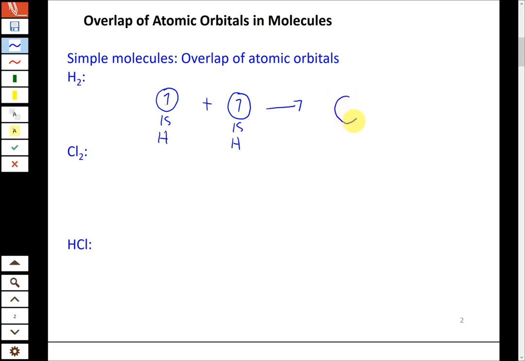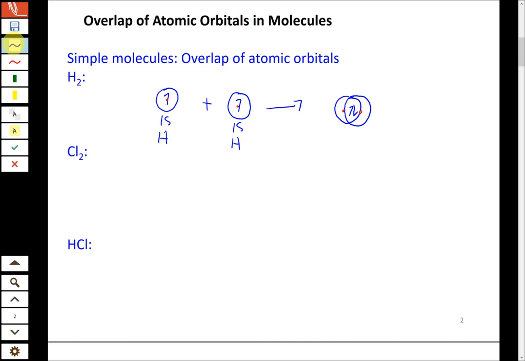You have one 1s orbital that has a spherical shape, as you recall. The second 1s orbital is going to overlap with that, and the two electrons are going to be shared in the middle. If you're trying to keep track of where the nuclei are, they're right at the center of each of these. So you have a nucleus there and a nucleus there, and in between the two nuclei is where those two atomic orbitals overlap, and where that region of overlap occurs, that's how the two electrons are shared. So that's a simple way of describing bonding in something like H2.